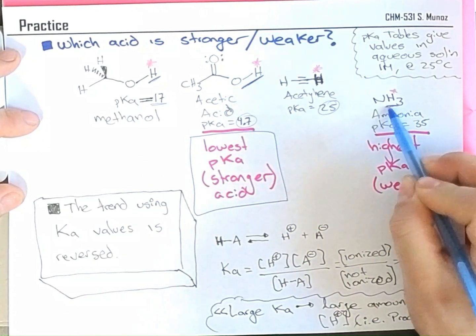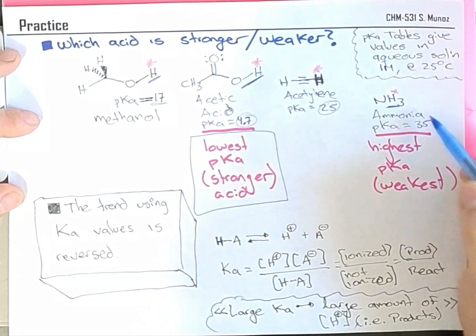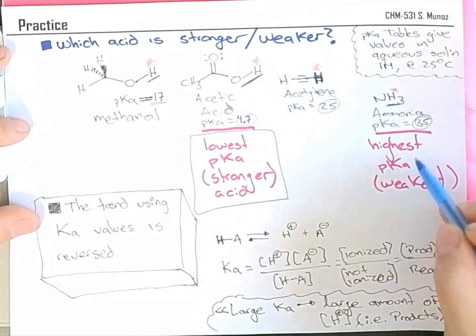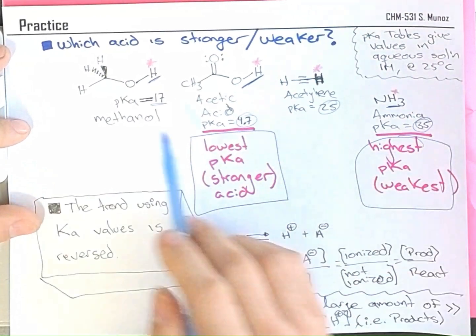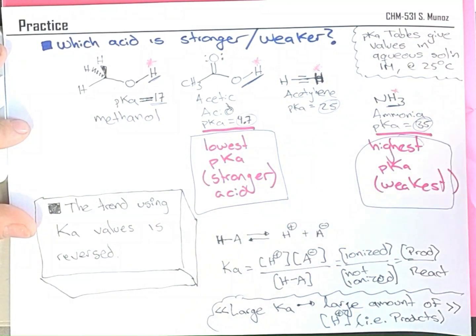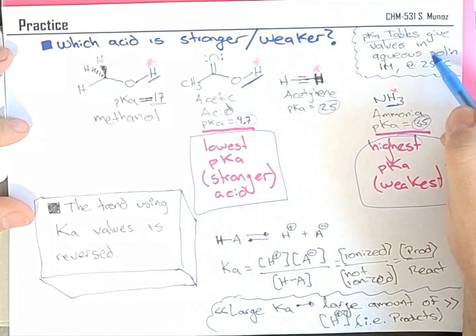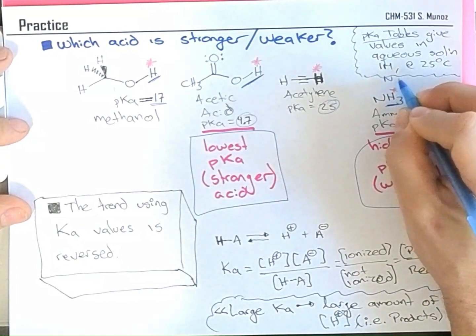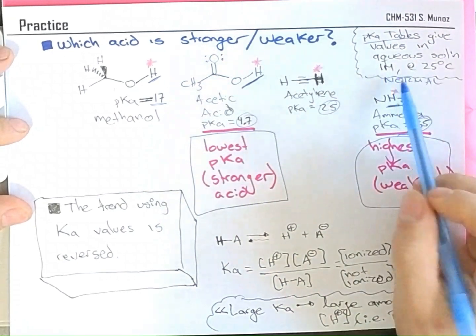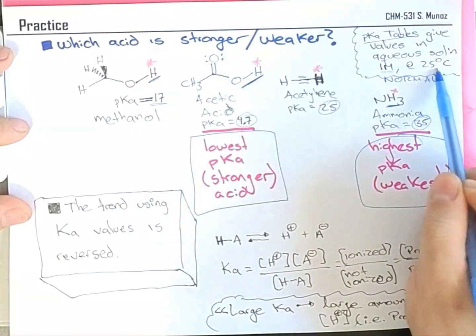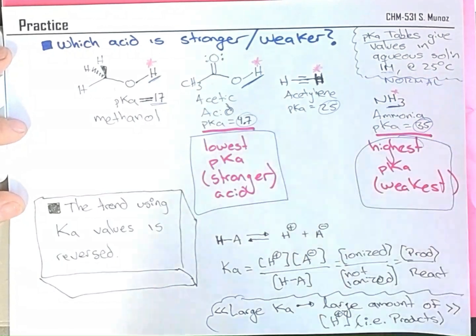Now, we want to deprotonate ammonia, for example. The pKa of that NH bond is very, very high, 35. This is the highest pKa, and therefore it's the weakest of these four structures here. Now, one thing to recognize, the pKa tables usually give the values in what are called normal conditions. And normal conditions are 1 molar concentration at 25 degrees Celsius in an aqueous solution.